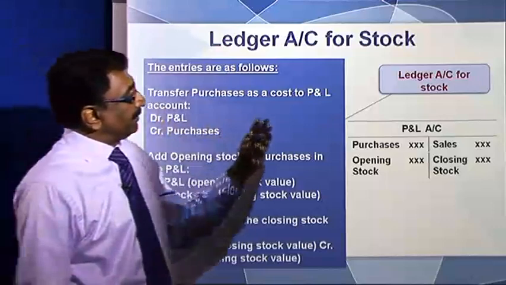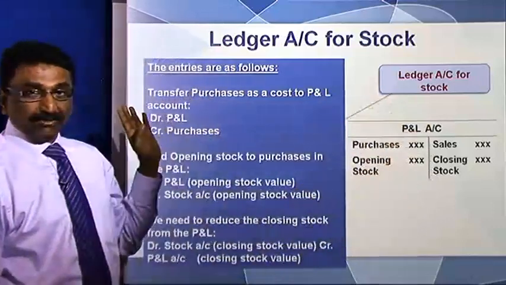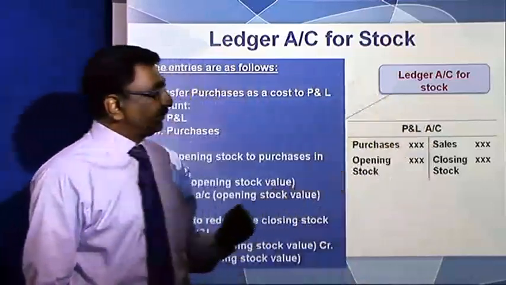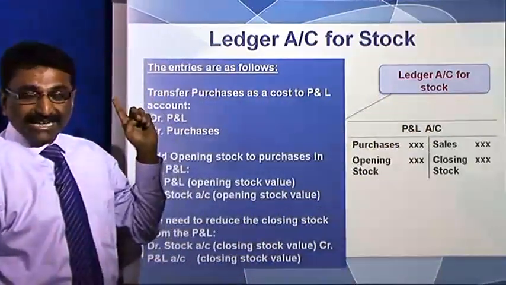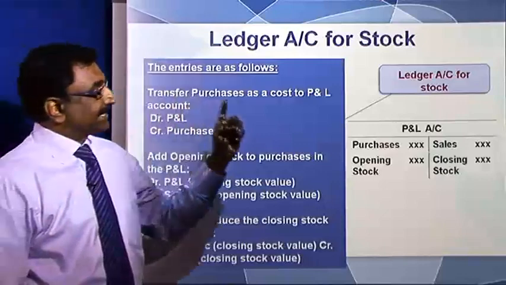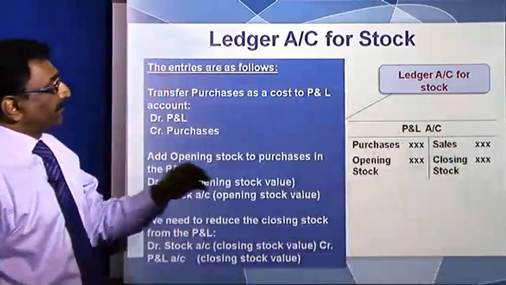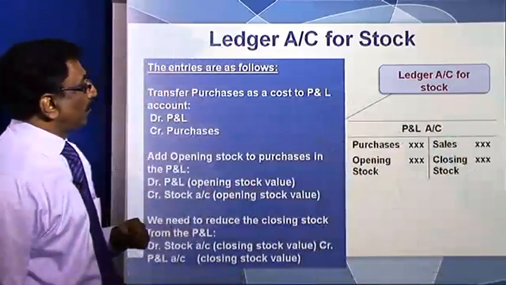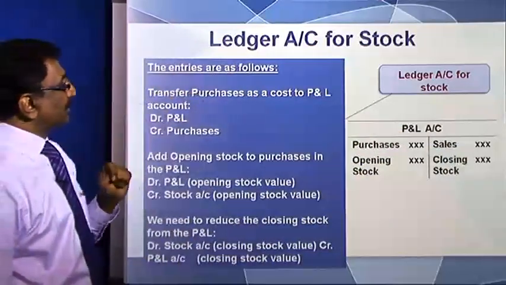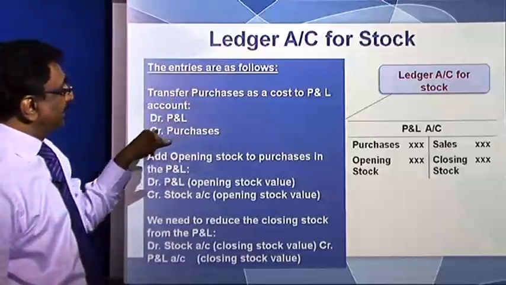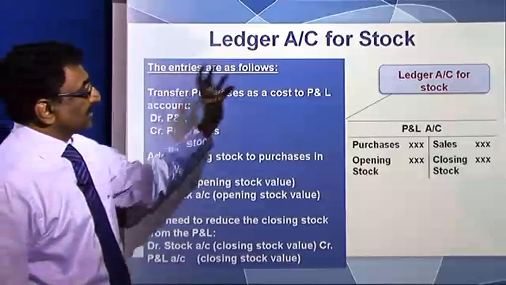In a P&L ledger account, as we have learned before, to bring the sales figure into the P&L account, sales had a credit balance, so we debited sales and credited P&L. So, the sales figure is already available to you. Now, the cost has to be brought in here. We transfer the purchases, as we have done before: debit P&L and credit purchases, so that the purchase balance will come here.